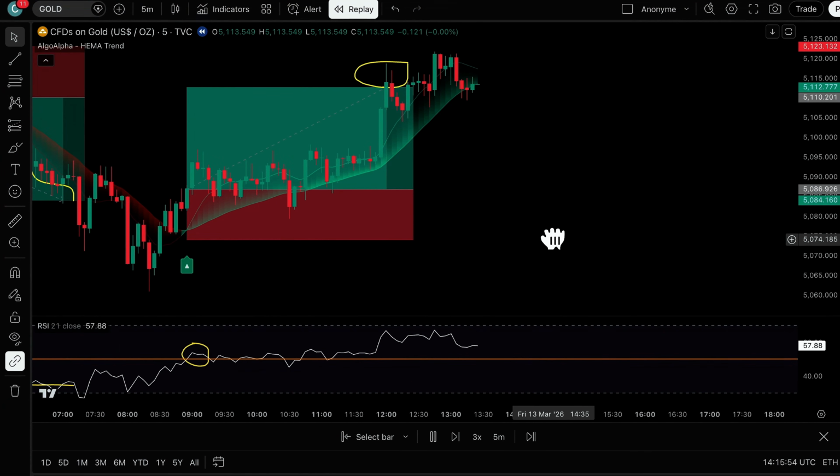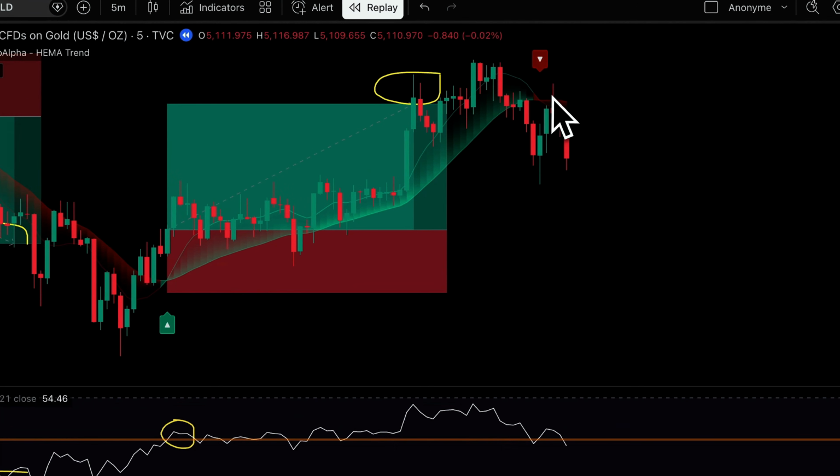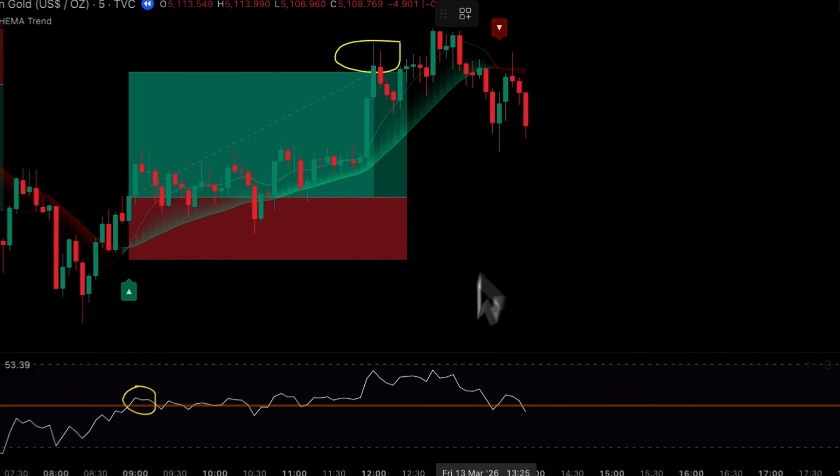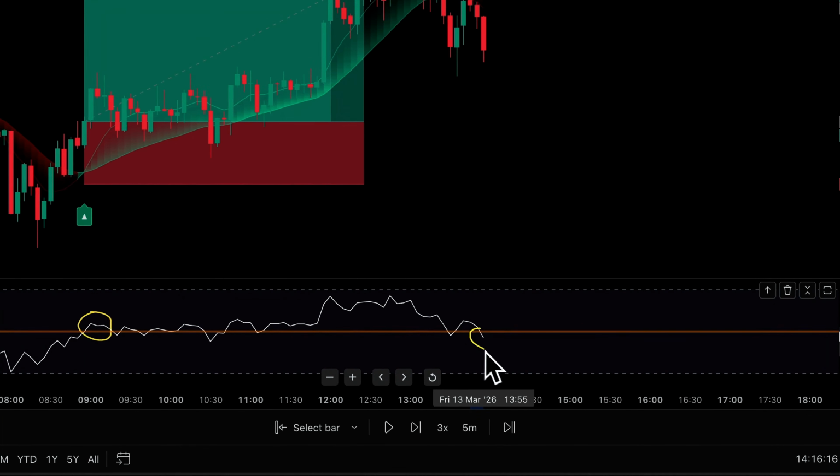I'll let the market run until the next technical indicator signal, and we can see it's just been given here. A sell signal. The green cloud is turning into a red cloud. You have the moving average crossover, you have the sell signal, and here on the RSI, you have the bearish break of the 50% level.